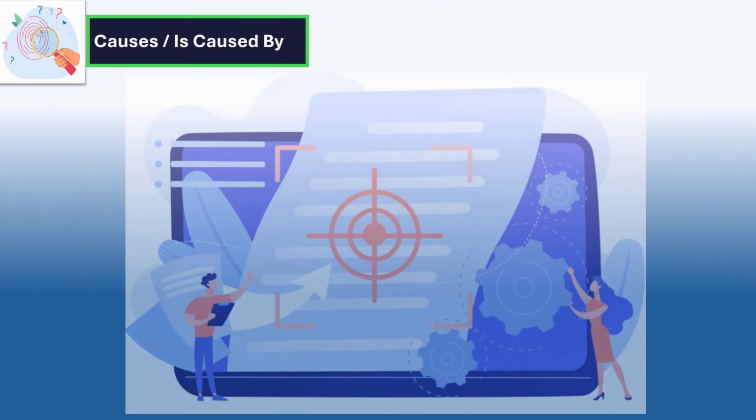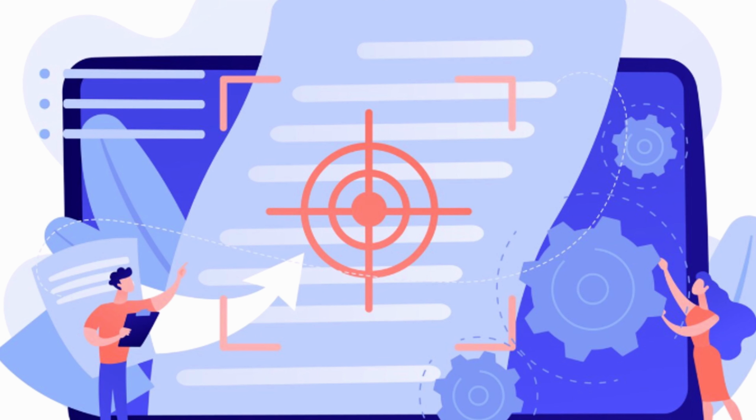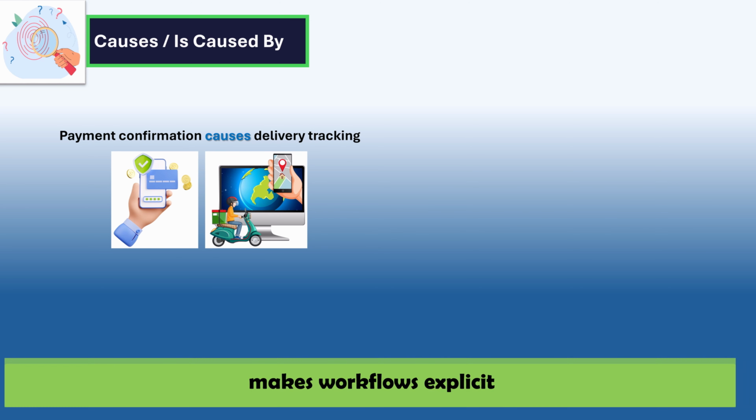Then the causes relationship is used when one story directly triggers another piece of work. For example, completing a story under payment system may trigger a story under delivery tracking, such as enabling real-time updates after payment confirmation, because it makes the workflow explicit across the features, teams or even sprints. So without this, the team may not realize that completing one task should automatically lead to another. So this may cause delays or missteps.